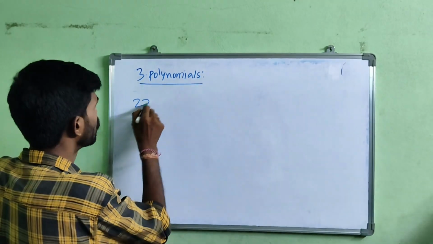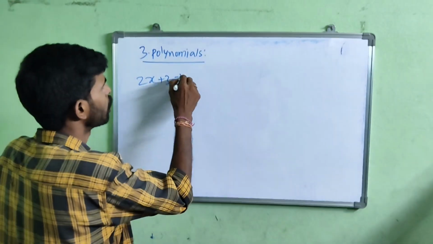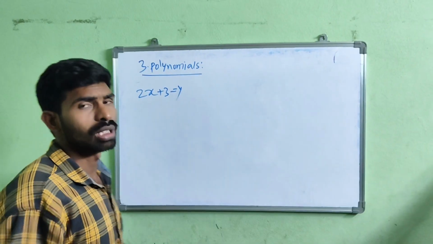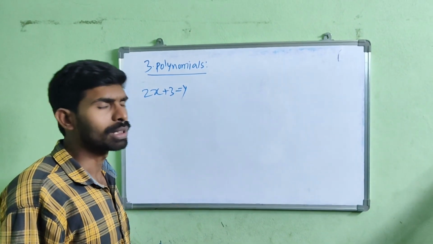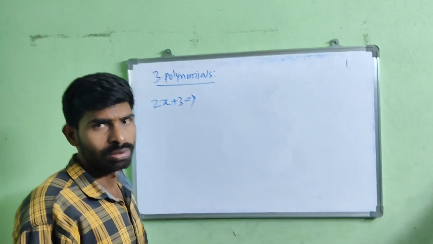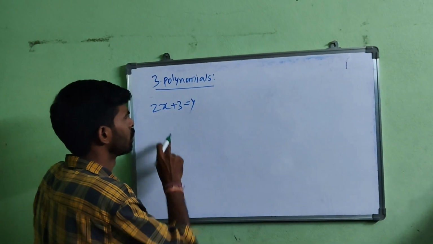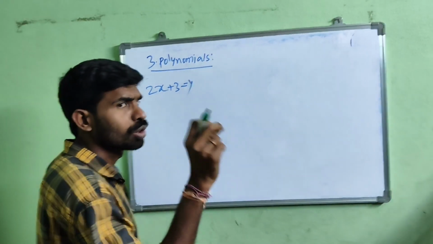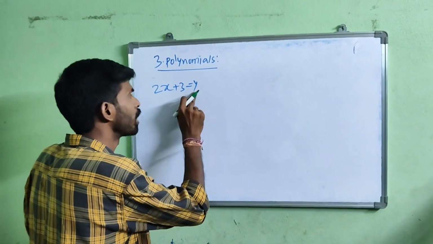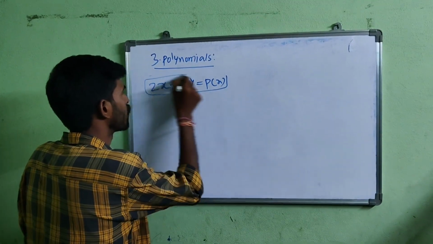Now 2x plus 3 is equal to y. This is the linear polynomial. We need to find out in the graphical format. That's the graphical method. If the examiner is asking to draw the graph, then we need to go like this. I already told you we need to take x equal to 0, 1, 2, 3, minus 1, minus 2, minus 3. What will be the y value? Y value is nothing but p of x, that is the polynomial.